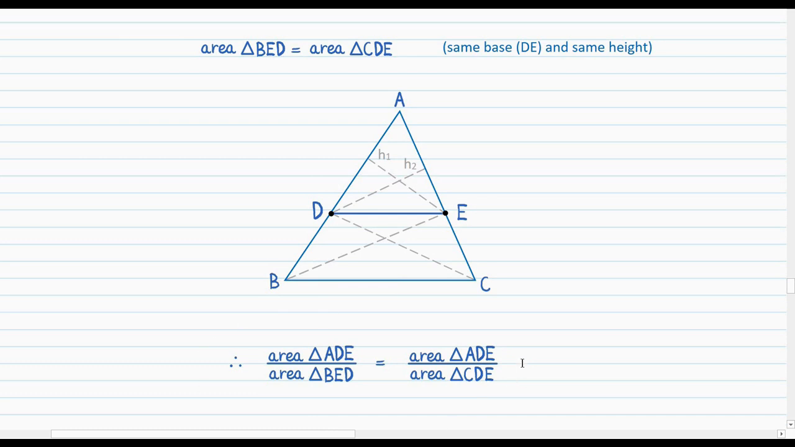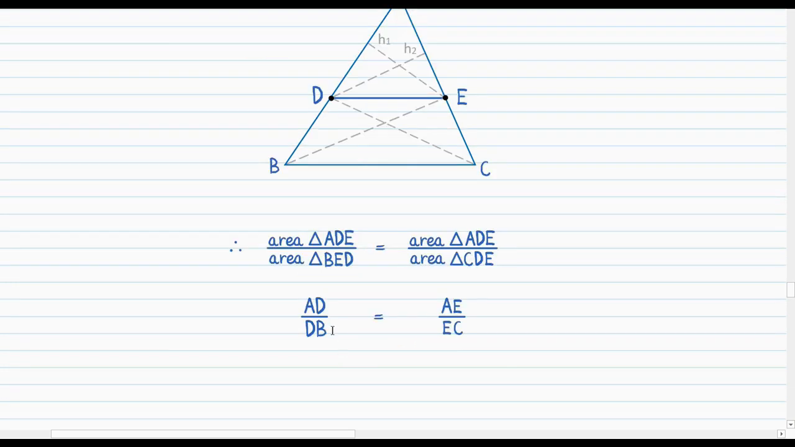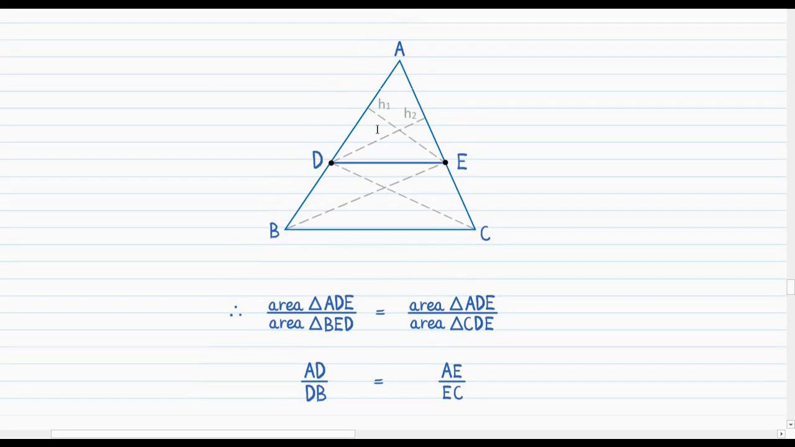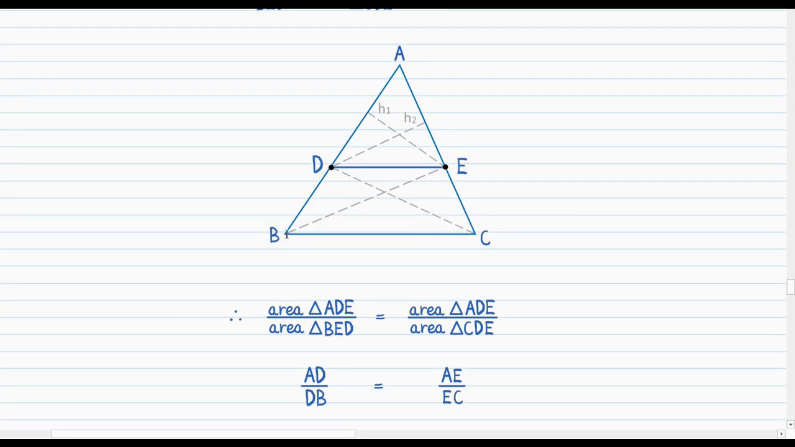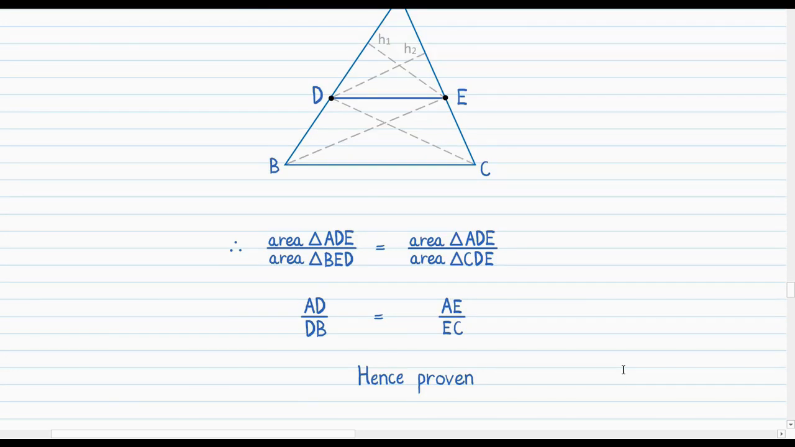like shown here. So the fraction of the area of ADE over the area of BED would be equal to the area of ADE over the area of CDE. And we can therefore equate the simplified fractions as well, giving AD over DB is equal to AE over EC. In other words, this over this is equal to this over this. And that proves that drawing a line parallel to the third side will divide the other two sides in the same proportion. And that's how you prove the proportion theorem.